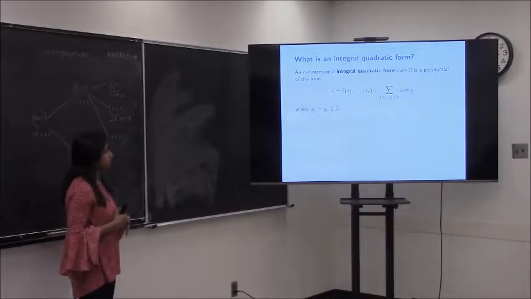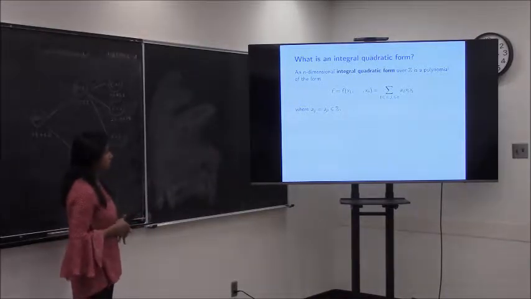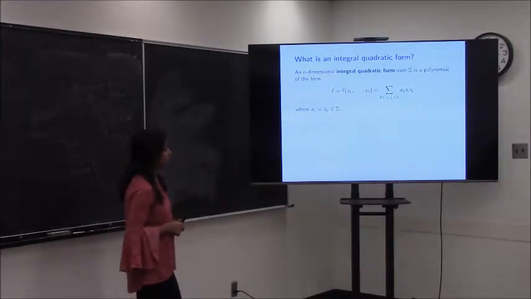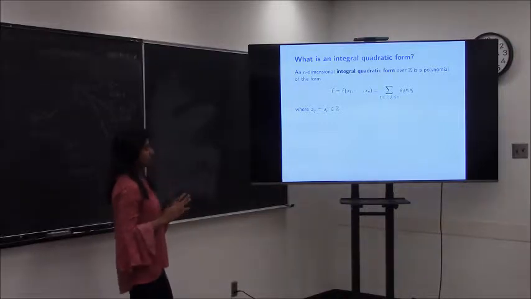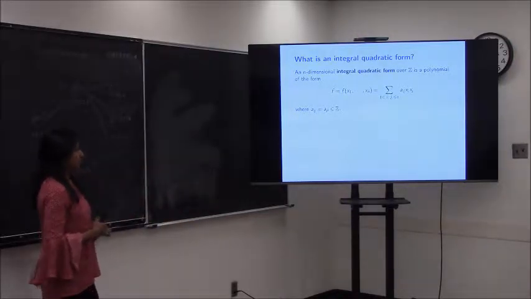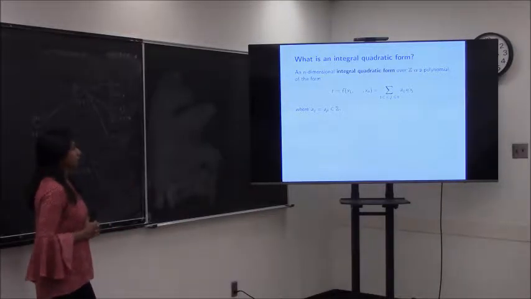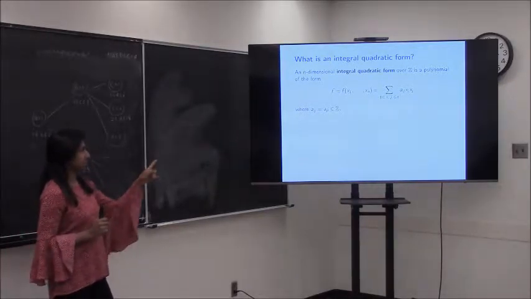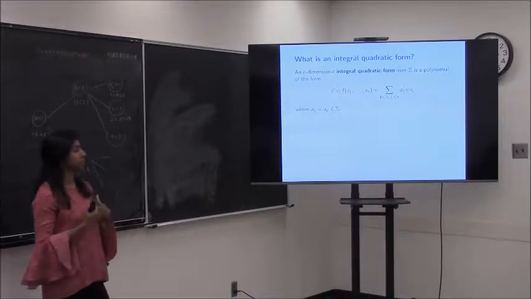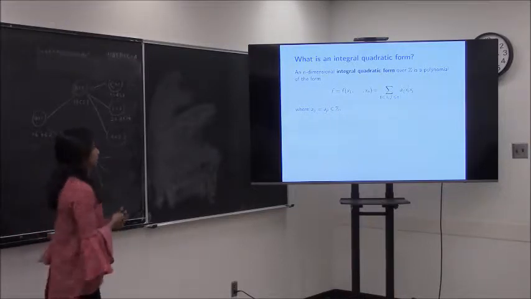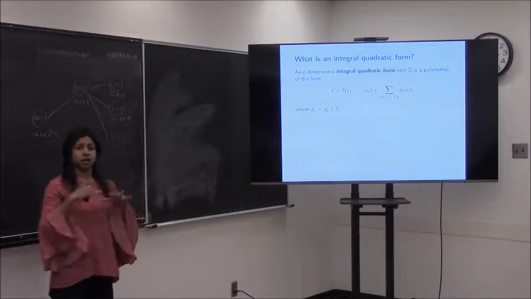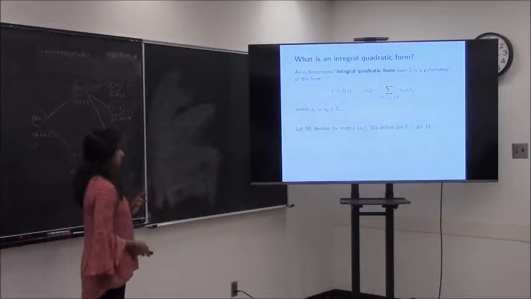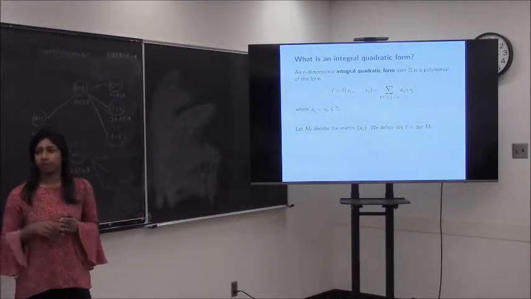An n-dimensional integral quadratic form over Z is a polynomial of n variables, the summation of a_ij x_i x_j, where i and j are between 1 and n. And here we add another condition: a_ij is the same as a_ji. With this condition, the cross terms of the quadratic form will have even coefficients. So for a given dimension, to identify a quadratic form, it is enough to know the coefficients. That's why we can denote a quadratic form using a matrix.